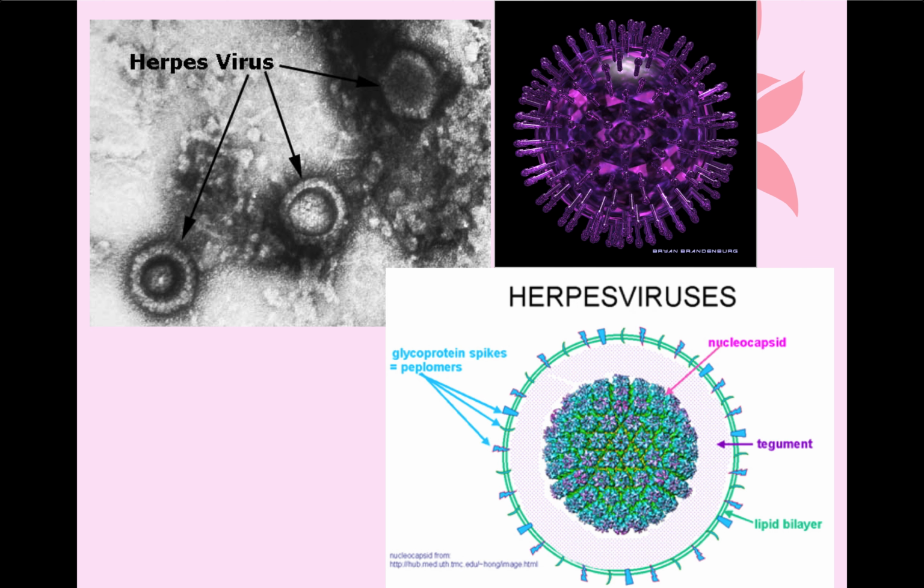So this is how the herpes looks like. That's why if you are infected, when you have a cold sore around your mouth or sometimes on your back, on your body, you will have this kind of formation on the skin, kind of like a lesion.